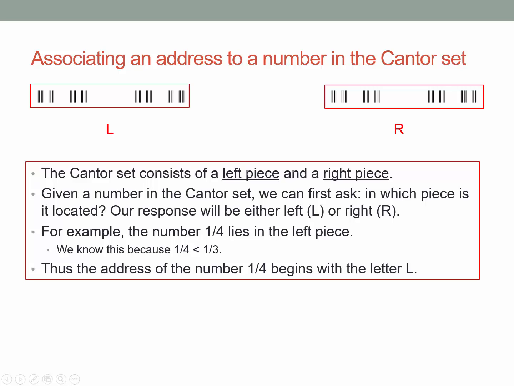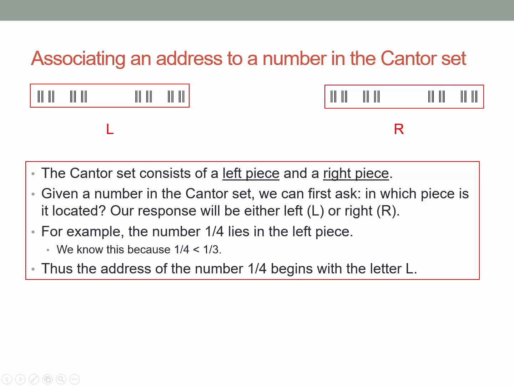Well, as you might have guessed, L and R stand for left and right. The Cantor set consists, as we know, of a left piece and a right piece, each of which is a small size, in fact a 1/3 size copy of the whole set. Here I'm showing you the Cantor set up above, with a red box around the left piece and another red box around the right piece. Given any number in the Cantor set, we can first ask, in which piece is it located? Our response will be either it's in the left piece or it's in the right piece. In other words, we'll say either L or R.